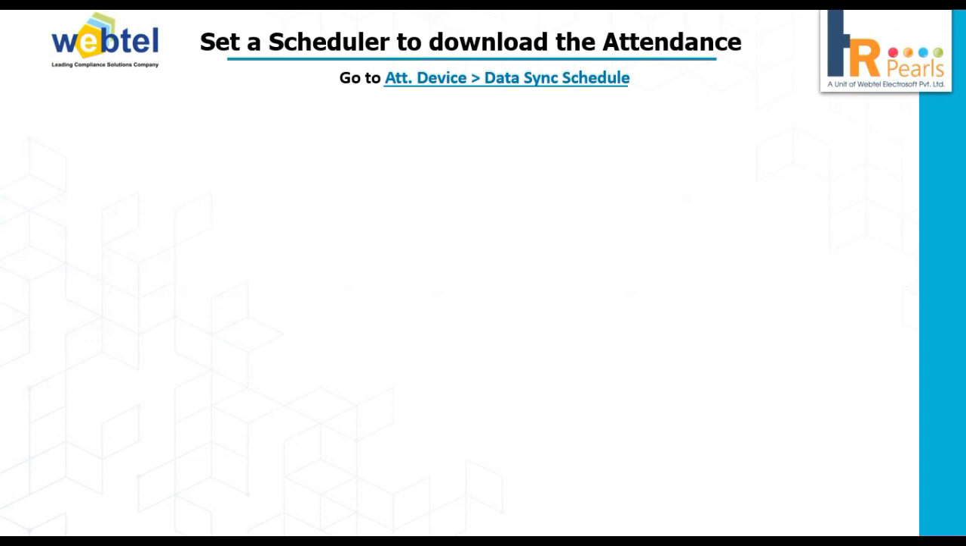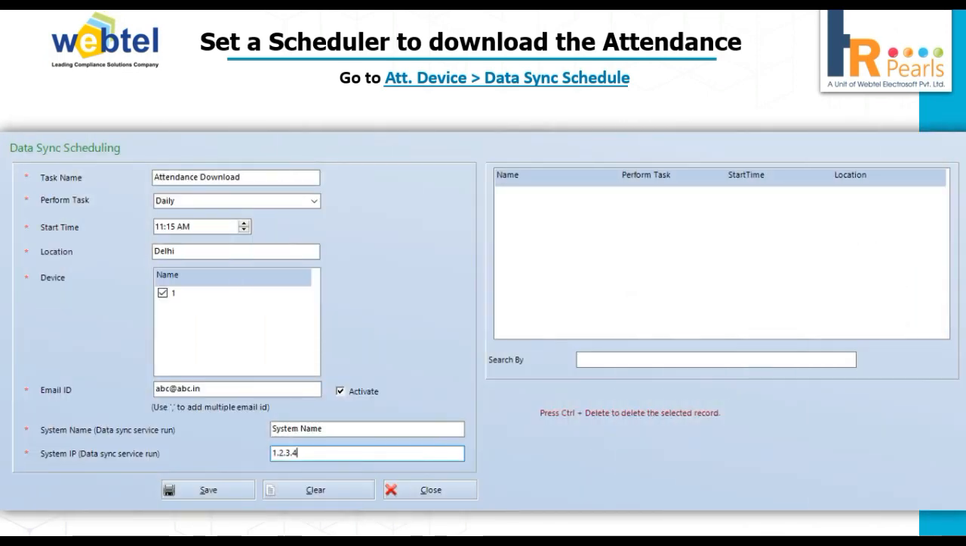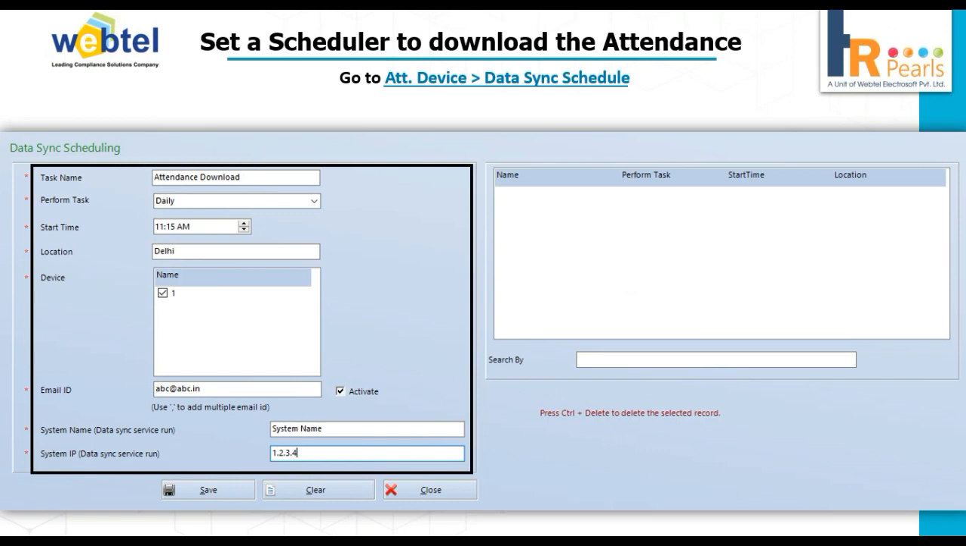To set the scheduler in the attendance device module, you will have to go to the data sync schedule, and a similar screen will appear. First, type the task name, such as attendance download. Select from the drop-down that this task is going to be completed on a daily basis, and set up a start time. This start time is the time at which this process will take place automatically every day.